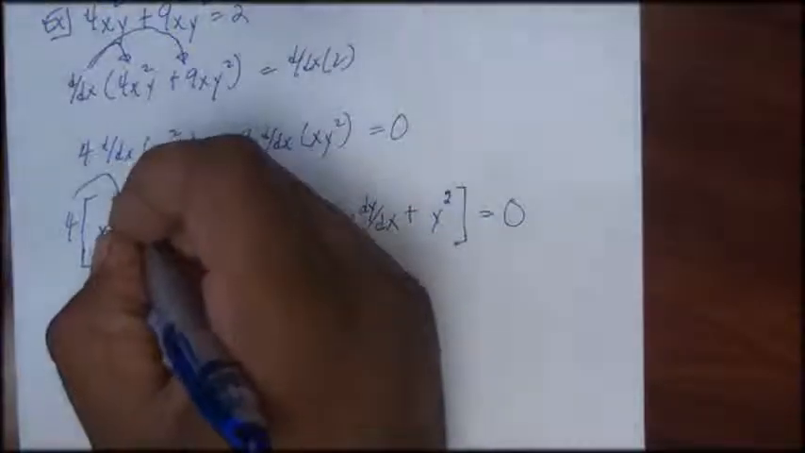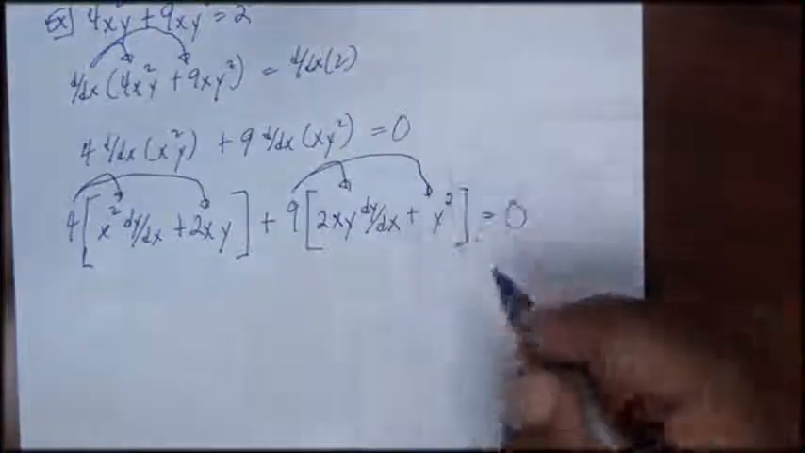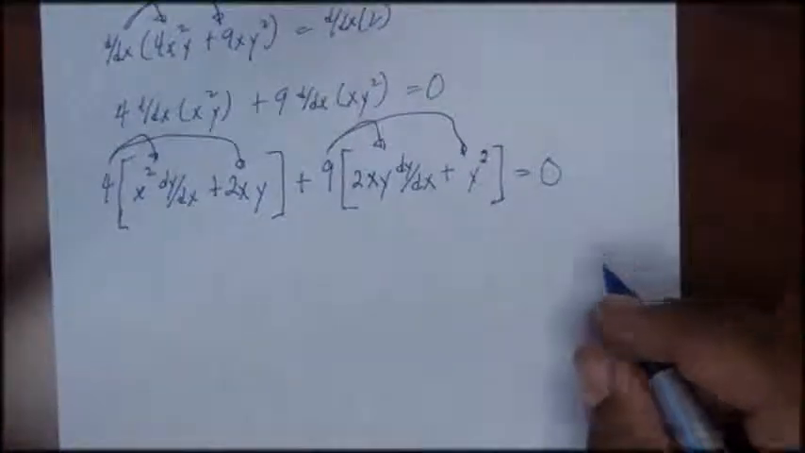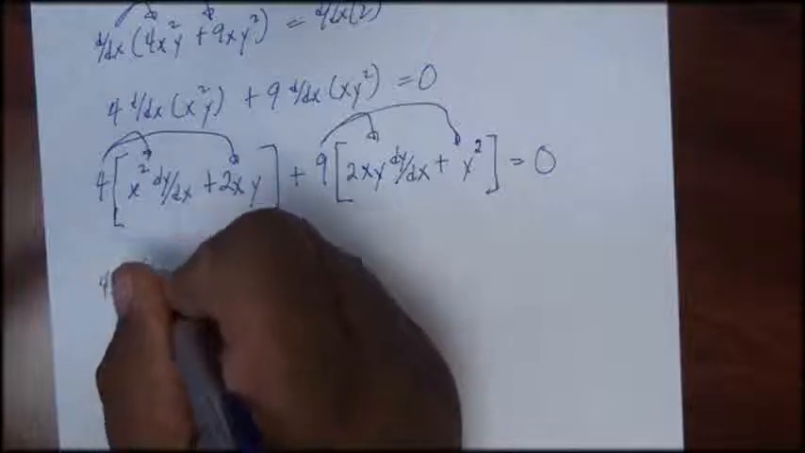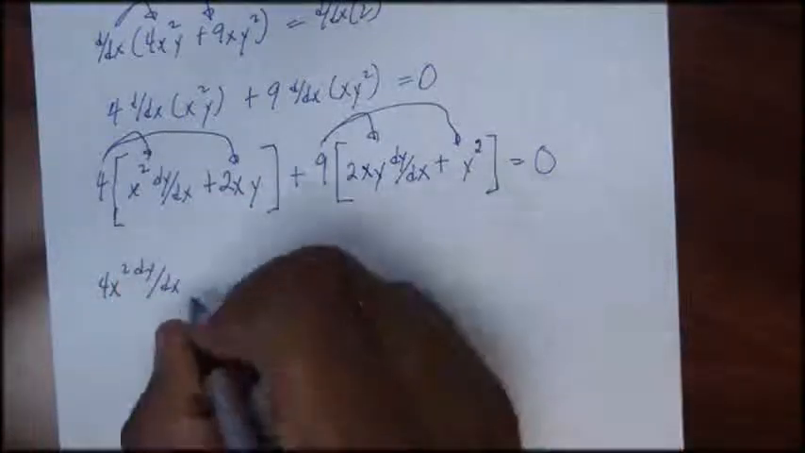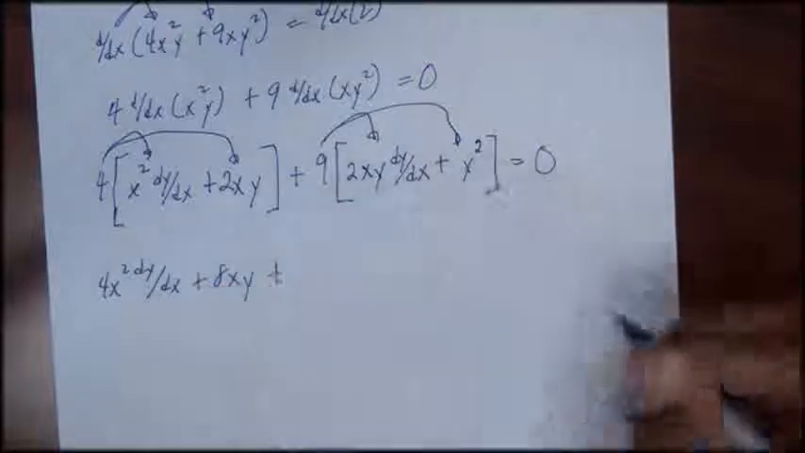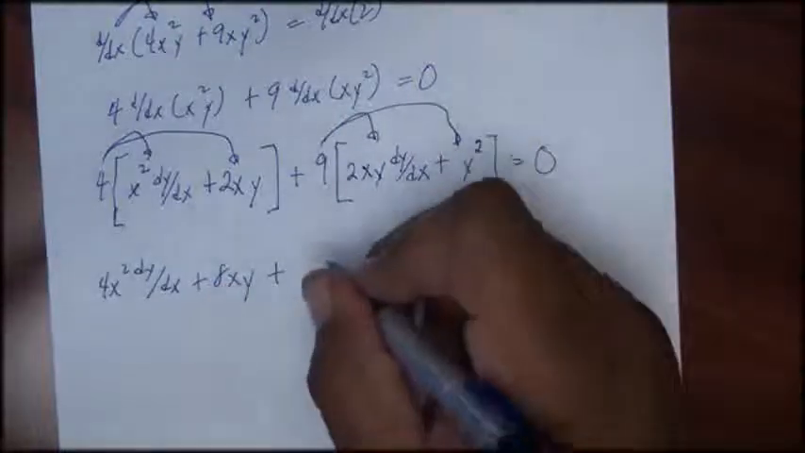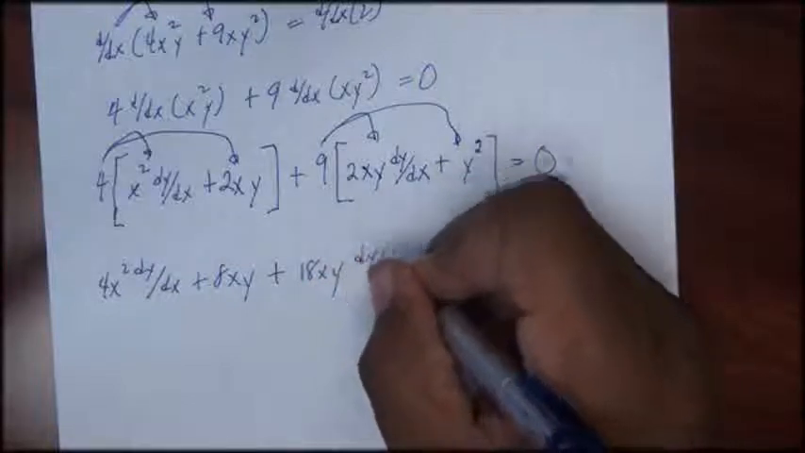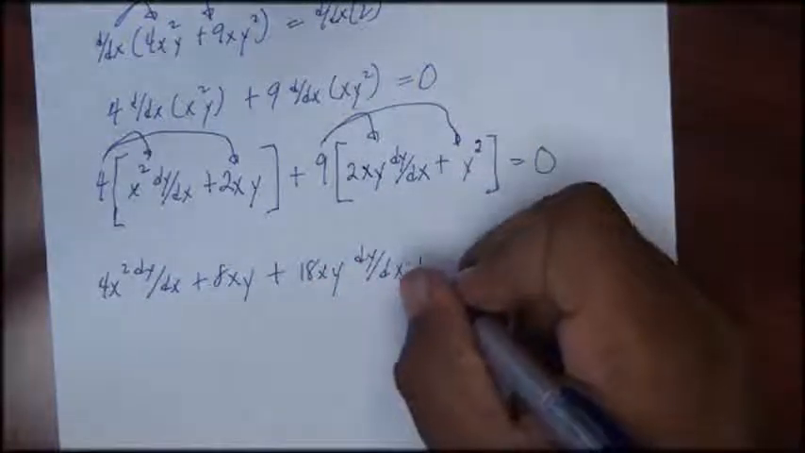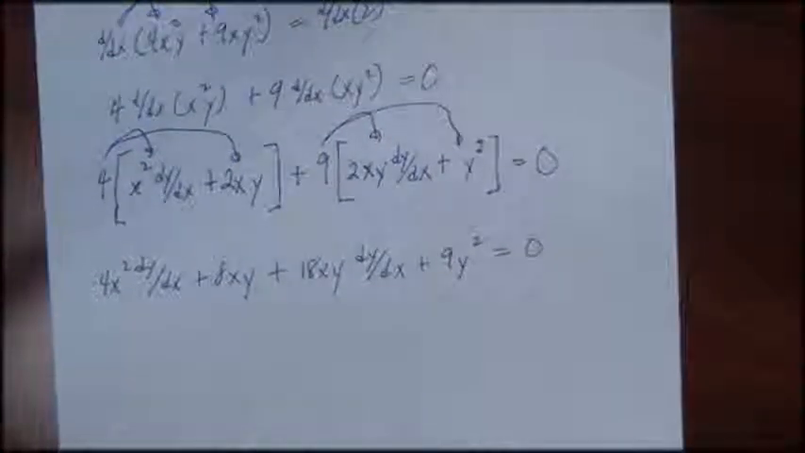Next I'll distribute 4, and we'll also distribute 9. So we have 4x squared dy/dx plus 8xy plus 18xy dy/dx plus 9y squared is equal to 0.